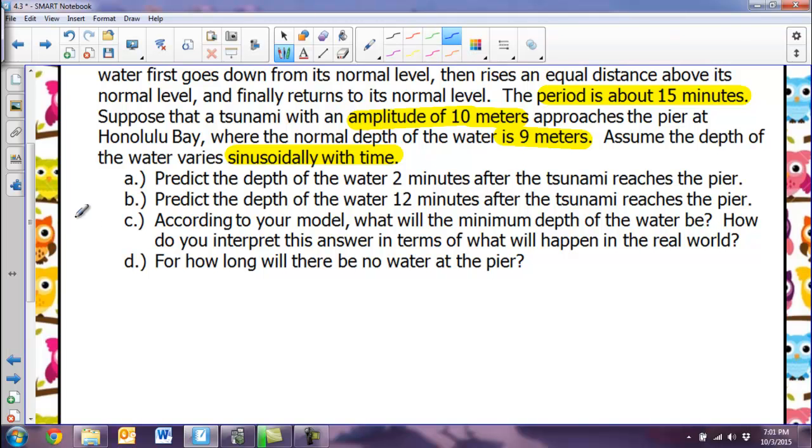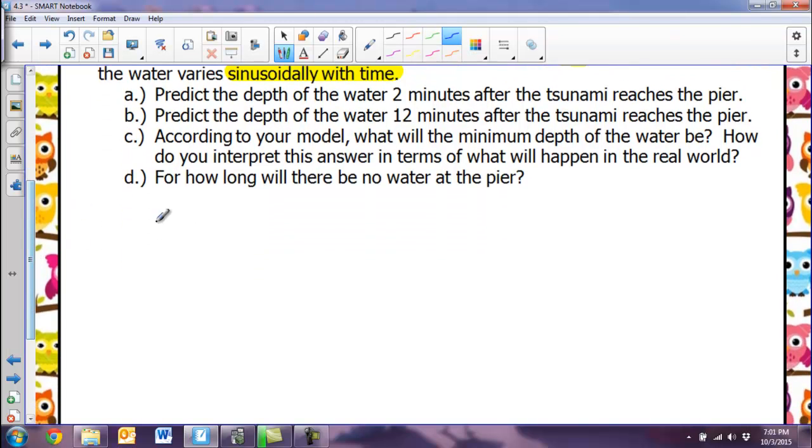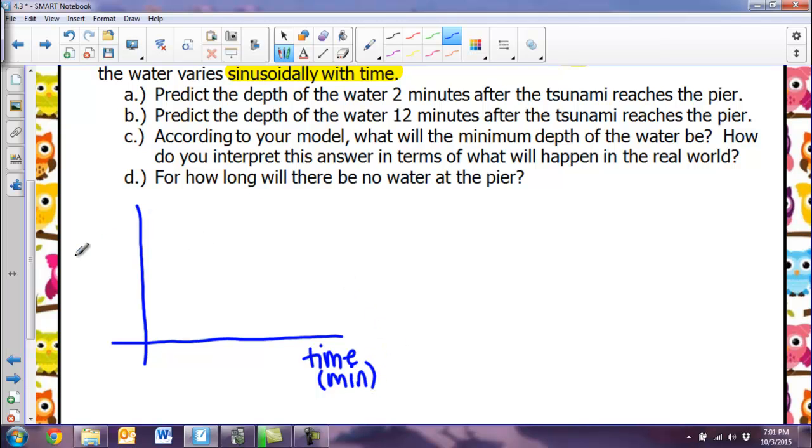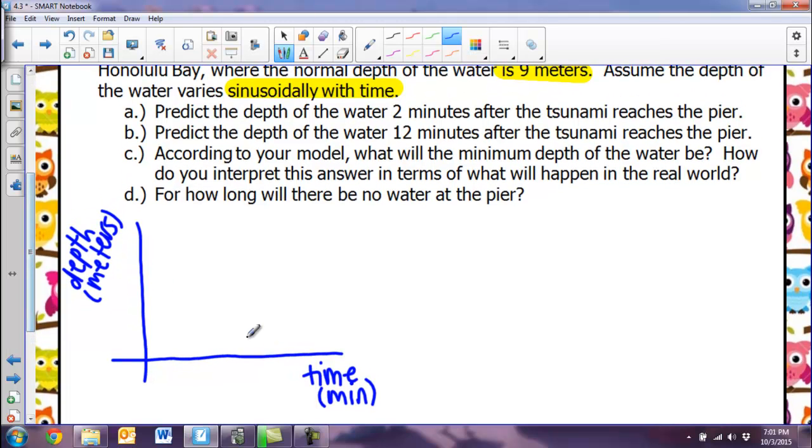Okay, so looking at this, we're going to go ahead and draw my sinusoidal graph. This is time on my x-axis, and this is measured in minutes, not seconds or years. And then my y-axis would then be the depth of the water, and they're measuring that in meters. Okay, and so now I'm going to mark off those important points that they told me.